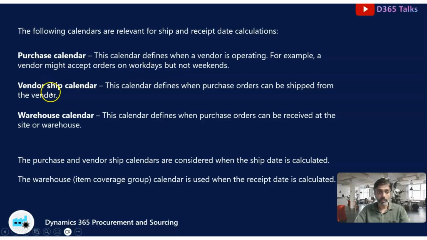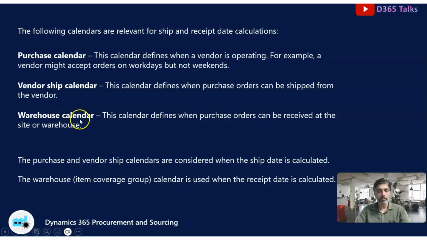And the vendor can have a ship calendar. Let's say the vendor operates from Monday to Friday, but still the vendor will be able to ship the materials on Saturdays and Sundays, right? So they can have a separate ship calendar. If they operate the same as the purchase calendar, then you assign the same calendar in the ship calendar field also. We discussed this in the previous video, where we need to assign the purchase calendar and the vendor ship calendar. And also we have the warehouse calendar.